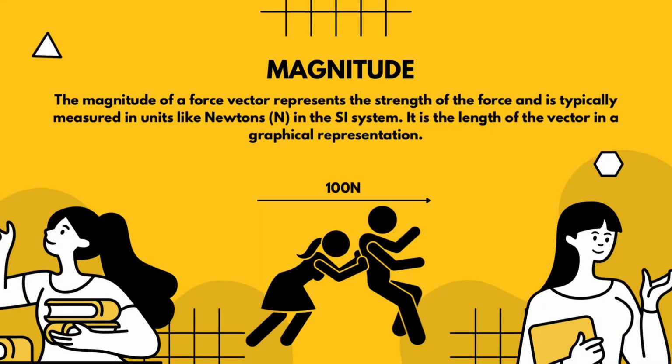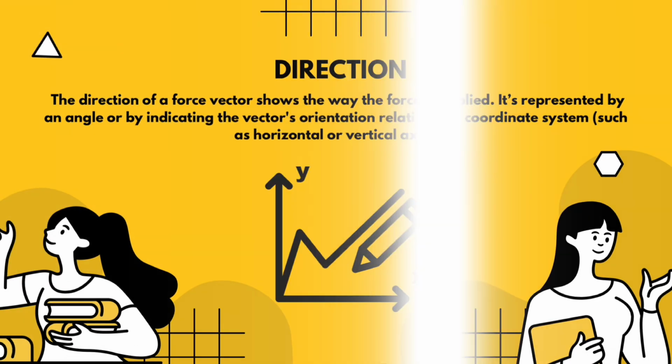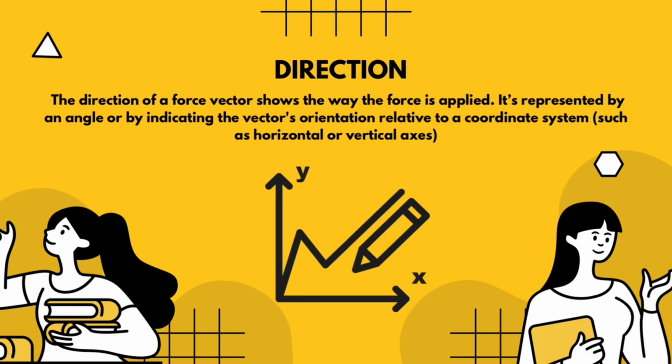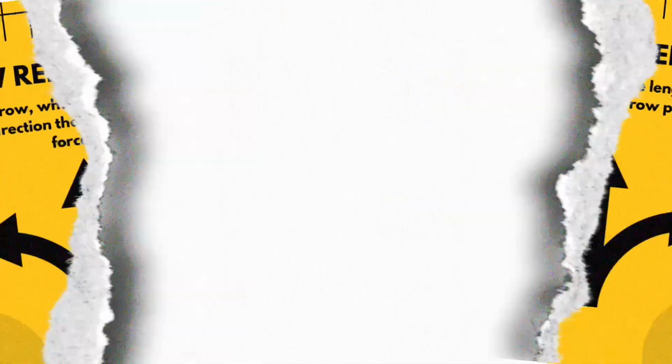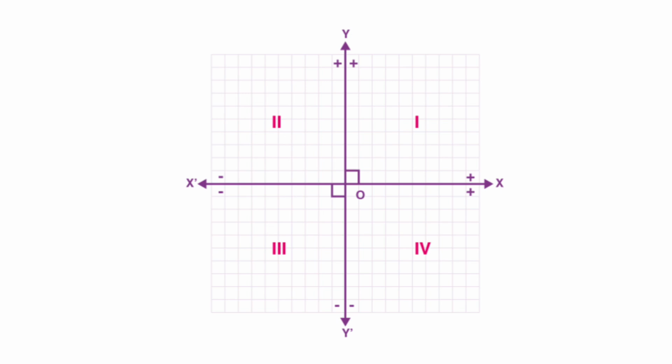First, we'll start with the magnitude, which represents the strength of the force and is typically measured in units like newtons, which is the SI unit. It is the length of the vector in a graphical representation. Second, the direction. The direction of a force vector shows the way that the force is applied. It's represented by an angle or by indicating the vector's orientation relative to a coordinate system, such as the x and y axes on a Cartesian plane. For example, if a force is acting to the right, the vector will point to the right along the x-axis. If the force is acting upwards, the vector will point upwards along the y-axis.